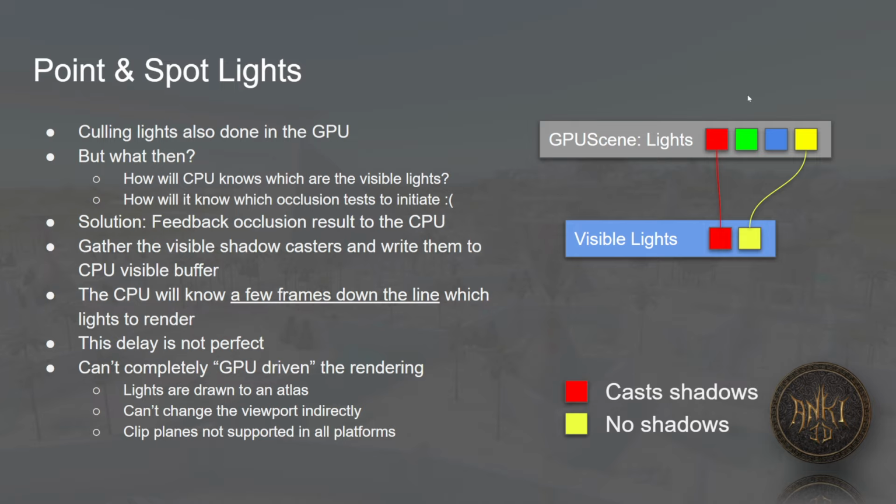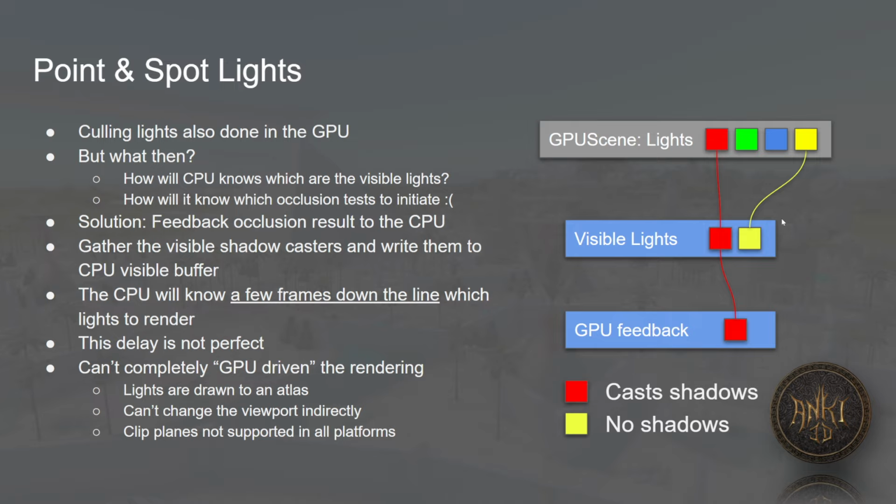But this actually creates a practical problem. How will the CPU know which are the visible lights in order to write the commands that it needs to draw their shadows? The solution is to feed occlusion results back to the CPU. So the GPU occlusion will write the visible shadow clusters to a CPU visible buffer.